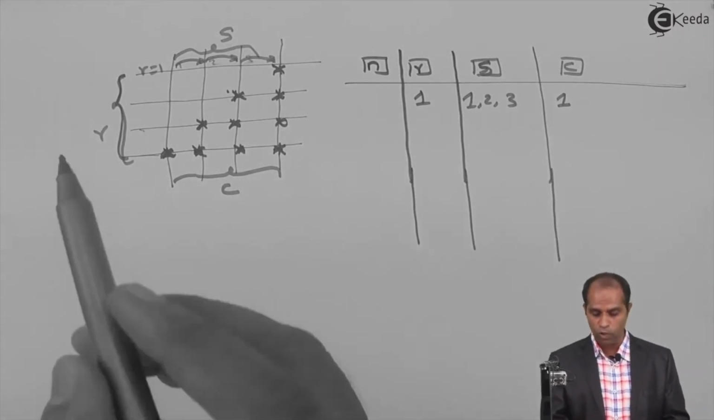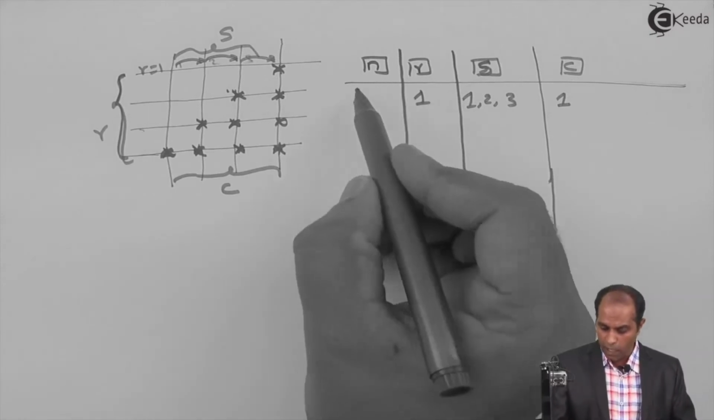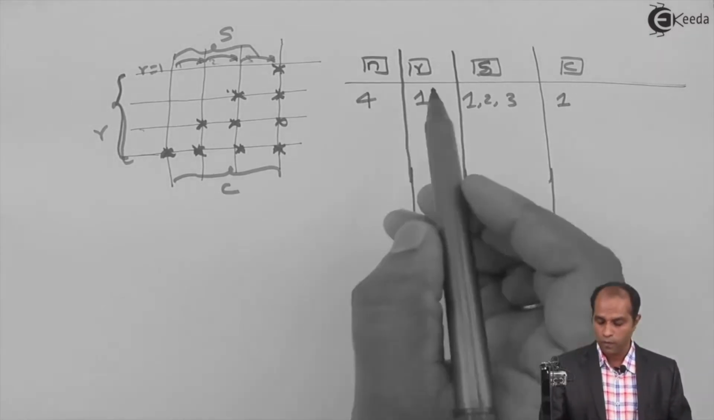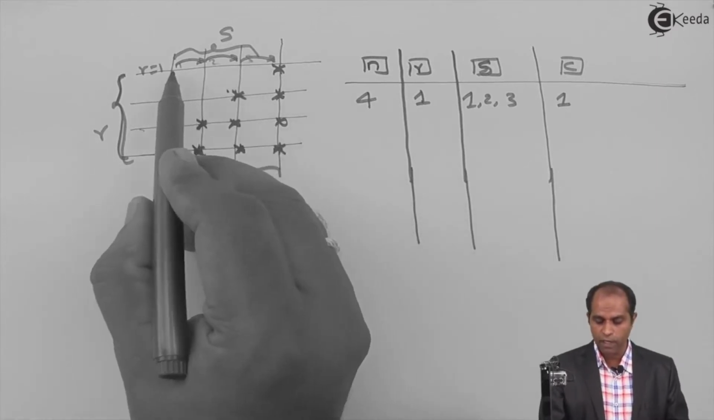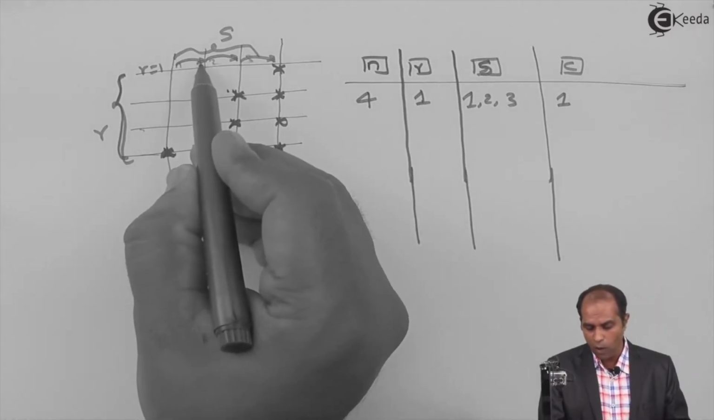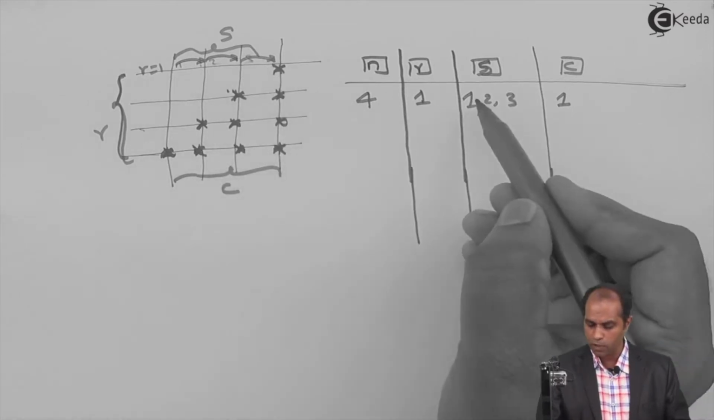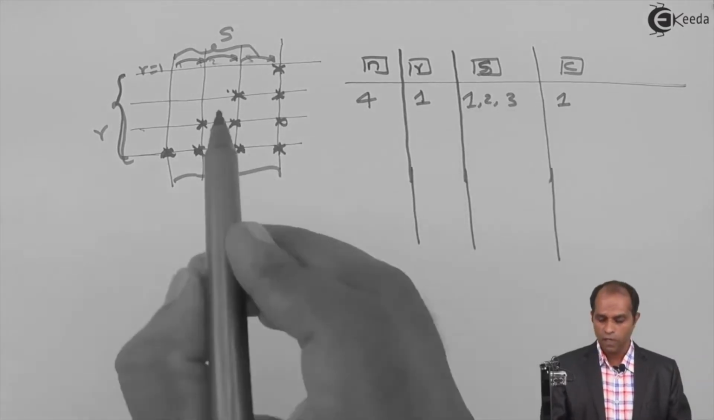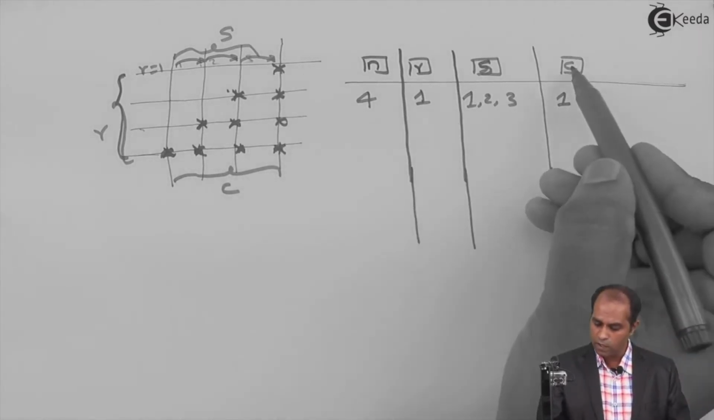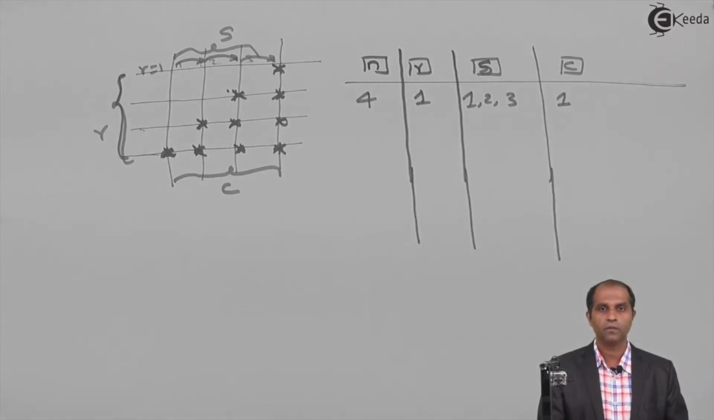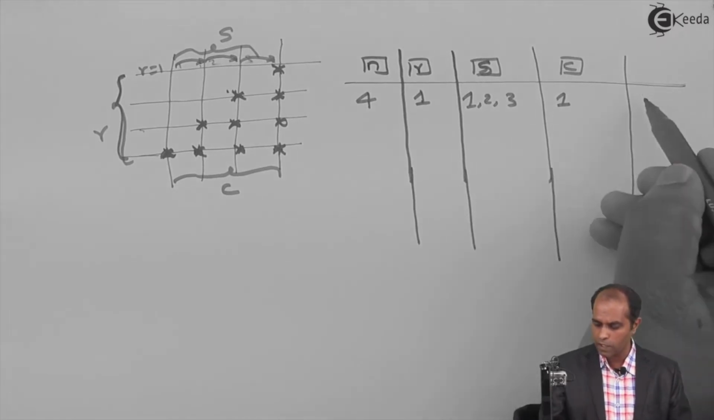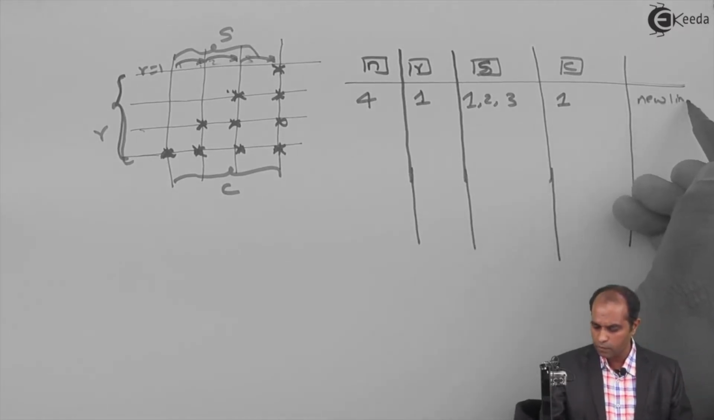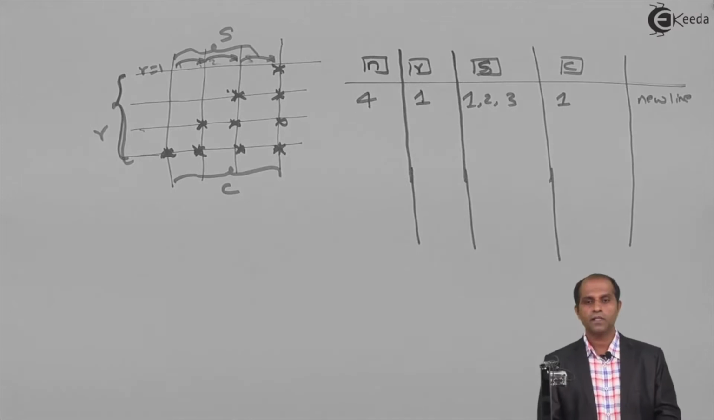So let me revise it one more time. Set R as 1, I am trying this for 4 rows. Set R as 1, then don't print the characters, instead generate spaces. How many spaces? 1, 2, 3 spaces. After that C is 1, since C is supposed to be only 1. After that I am supposed to get the cursor on the next line. So I will say new line. Get the cursor to the next line.